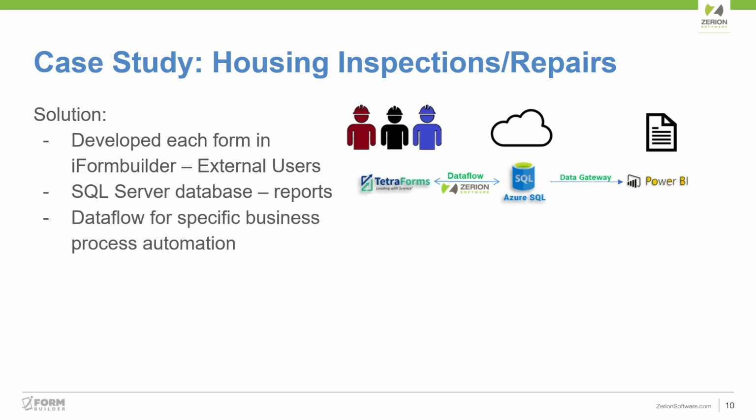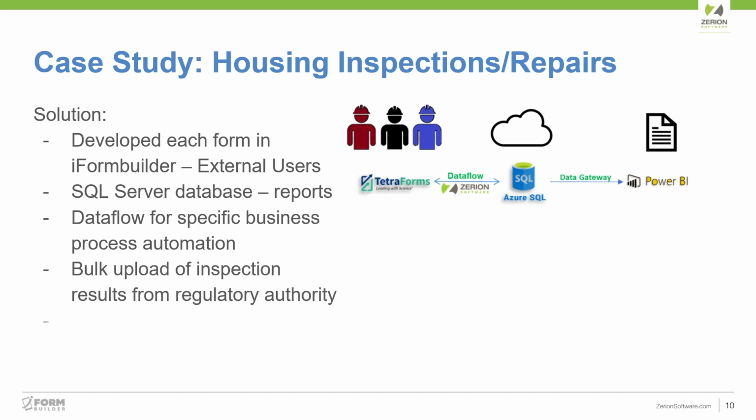Again, we leveraged data flow for some of the specific business process automation in this case. Again, it was a lot of those loops that happened. So if a repair team went out, the inspectors then needed to know that they could go schedule their inspection. And if the inspection came back poor, we had to kick that property back to the repair team to make the necessary repairs and vice versa. So there was a lot of coordination going on.